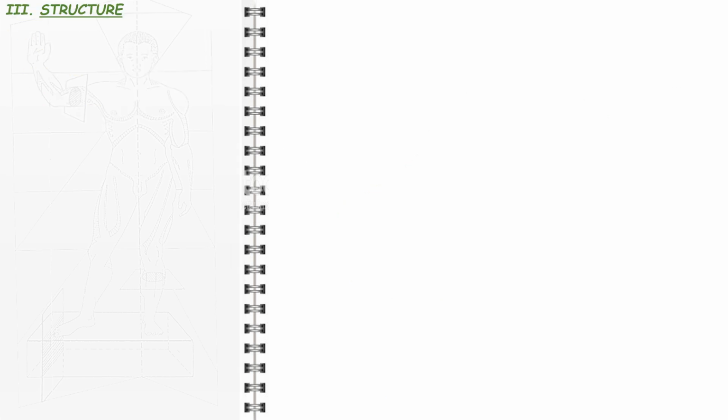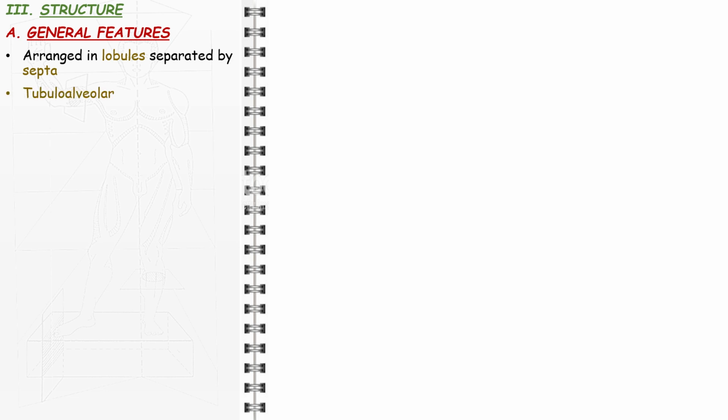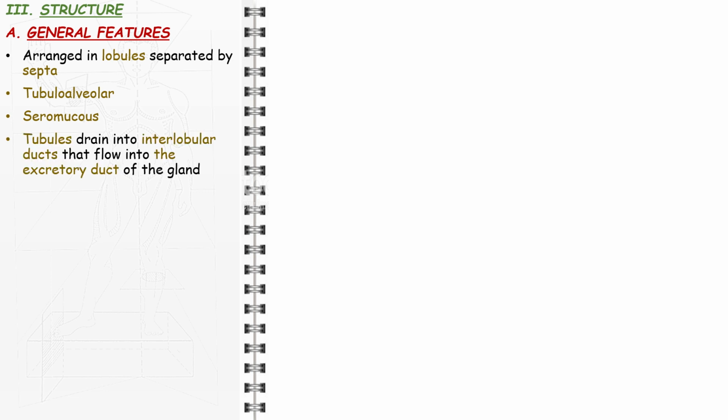Structurally speaking, the salivary glands have general common features and differ in some others. The salivary glands are arranged in lobules separated by septa. They have a tubulo-alveolar architecture. Their secretion consists of seromucous substance. The tubules drain into interlobular ducts that flow into the excretory duct of the gland. The glands are lined by a double-layer epithelium made of columnar cells and myoepithelial cells.